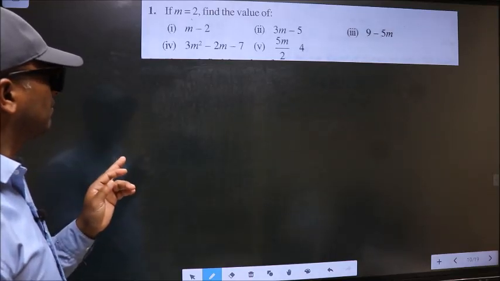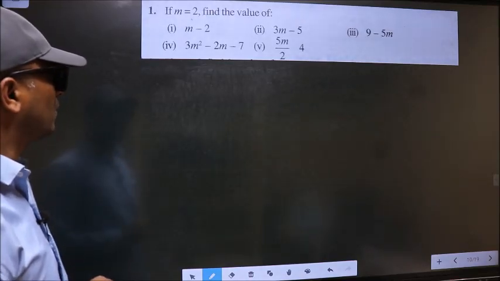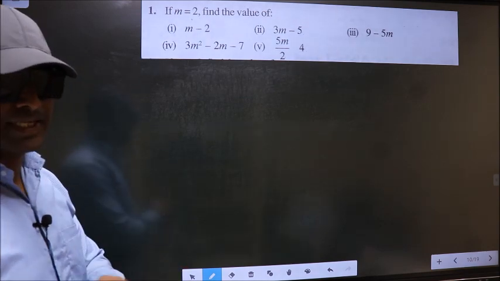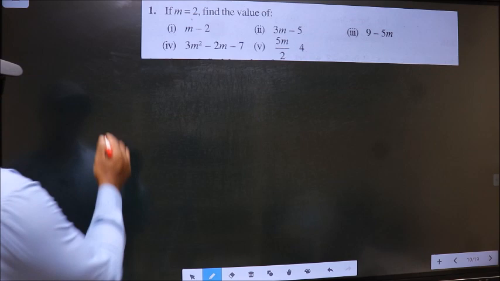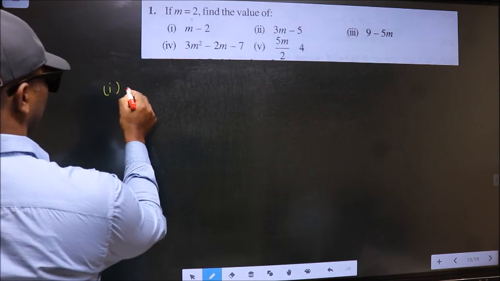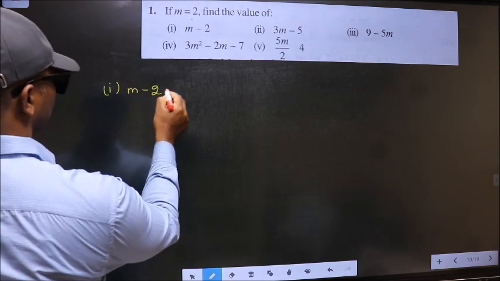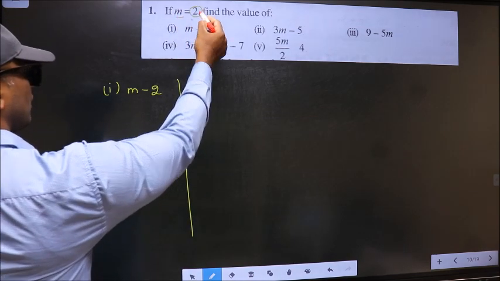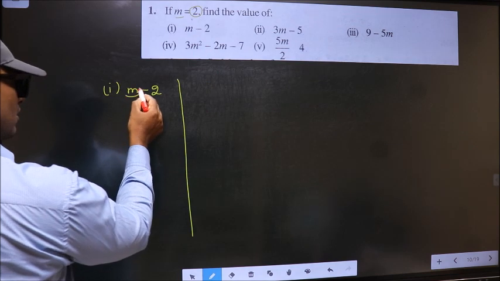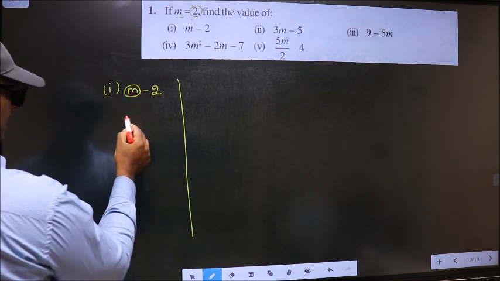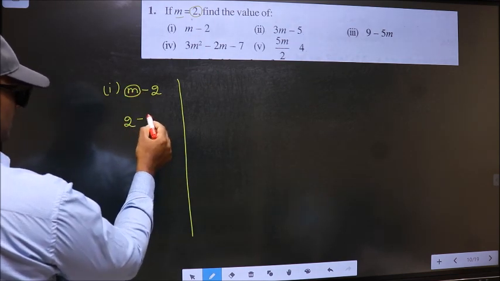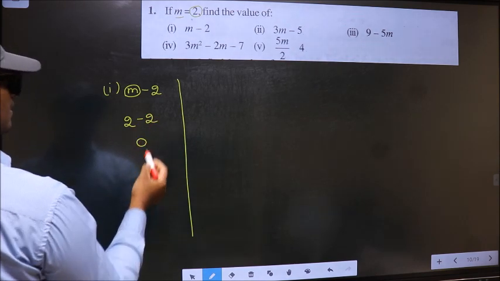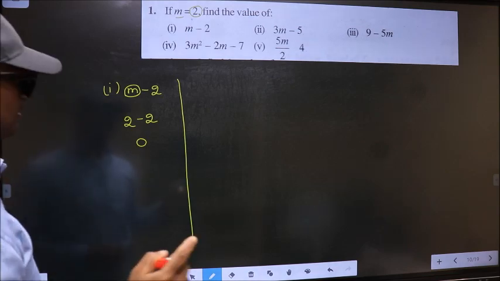If m equal to 2, find the value of first bit m minus 2. We do this in this way. See, first bit m minus 2. Here he has given us m value to be 2. So in place of m, now we should write 2. This as it is, minus 2. So 2 minus 2 is 0. This is our answer for the first bit.